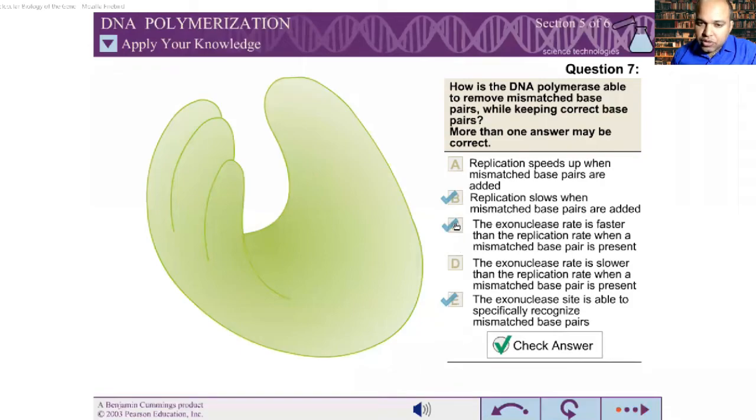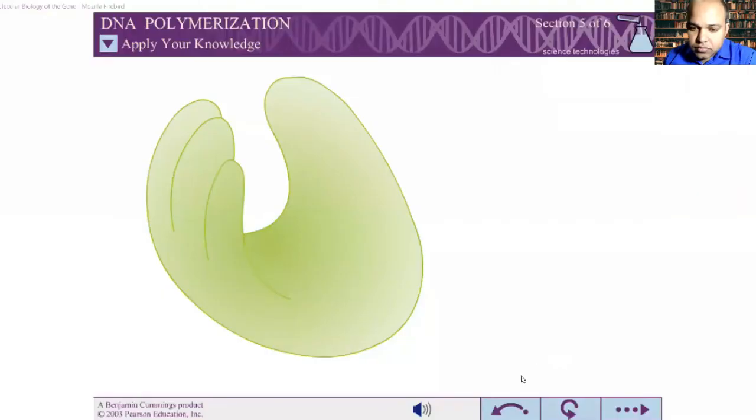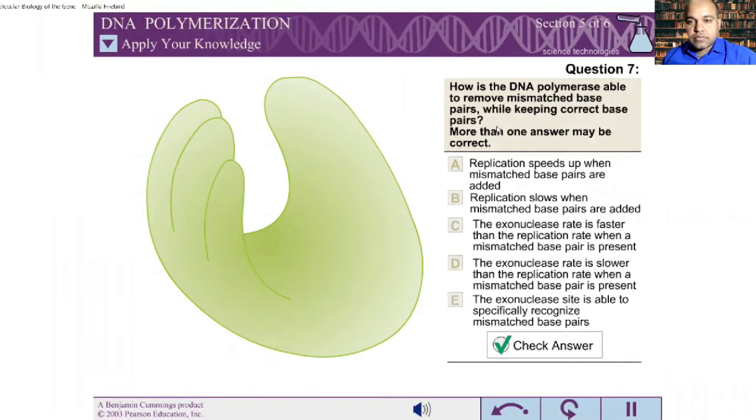No, the exonuclease site is able to specifically recognize the mis. Question 6. Which domain of the DNA? Question 7. How is the DNA polymerase able to remove mismatched base pairs while keeping correct base pairs? More than one answer may be correct.